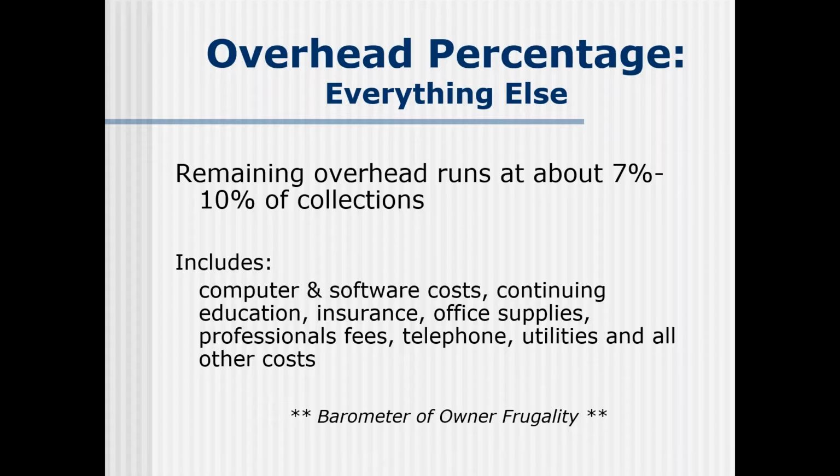This everything else includes computer and software costs, continuing education, insurance, office supplies, professional fees, telephone, utilities, and everything else that you spend. And as I said, the range is between 7 and 10%. The frugal ones get below 7. The ones who can't control their spending are higher than 10.